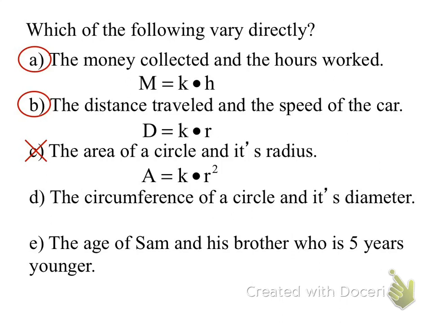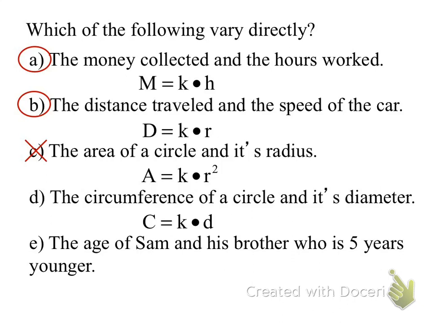Okay, next one. Circumference. Yes. Why? Because there's no squares. What's the formula? Peyton? C equals K times D. Yep. And in this case, what is my k? 3.14 or pi?